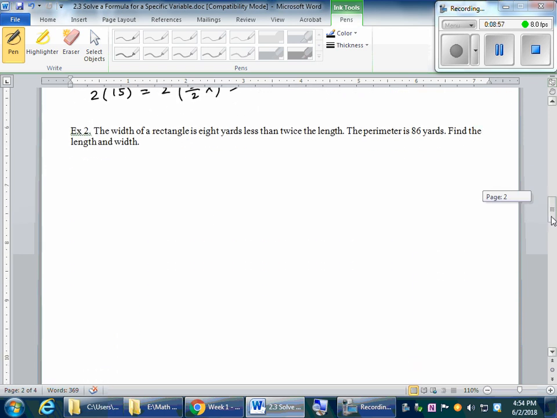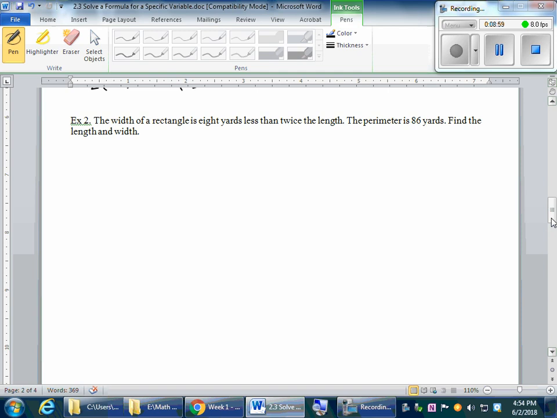Example 2. The width of a rectangle is 8 yards less than twice the length. The perimeter is 86 yards. Find the length and the width. So in this problem, we don't know the measurement of the length of the rectangle, and we don't know the measurement of the width of the rectangle.